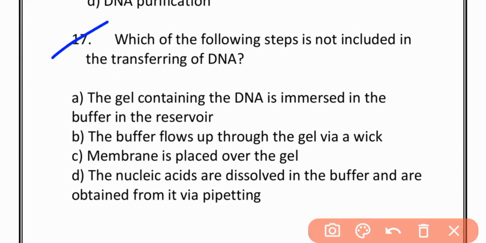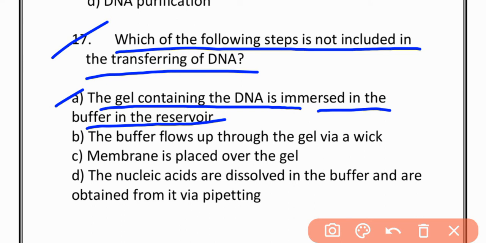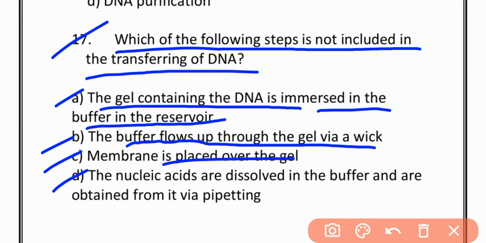MCQs number 17. Which of the following step is not included in the transferring of DNA? Option A is the gel containing DNA is immersed in the buffer in reservoir. B. The buffer flows up through the gel via wick. C. Membrane is placed over the gel. D. The nucleic acid are dissolved in buffer and are obtained from it by pipetting. The correct option is option D.